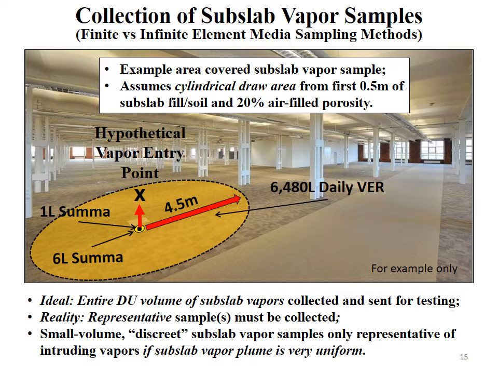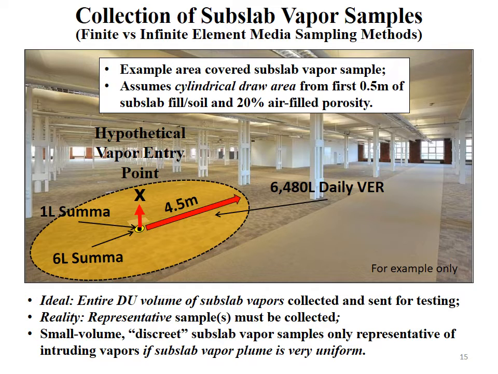Just for examples. Ideally, then we would designate a hypothetical or even a suspect vapor entry point in the floor, drill a hole through the floor, and collect this entire 6,480 liters of vapors and send that to the laboratory for testing. And that would represent the vapors intruding that point on the floor during a one-day period. In reality, of course, we can't send that. That's, again, going to be a very big sample. So we need to collect a representative sample of those vapors from that point.